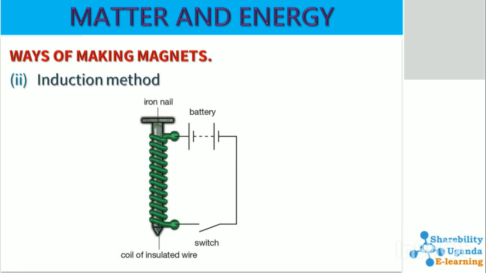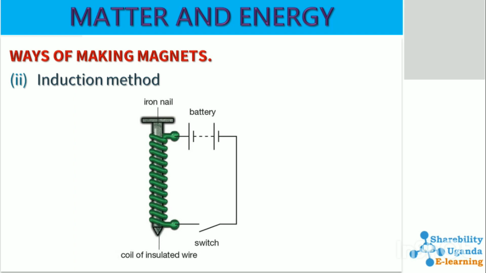Then we have another way of making magnets, which is called the induction method. As illustrated, a piece of wire is wound on an iron piece of metal or a nail, wound in a coil form, and then connected to an electrical or power source.